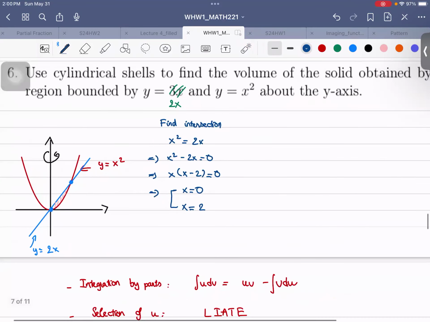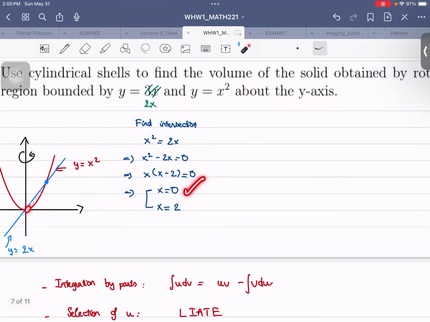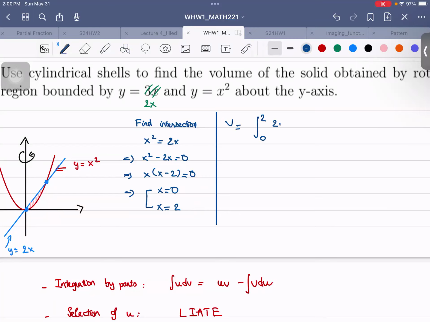Okay, so 0 is the lower bound. 2 is the upper bound. Okay, and now we can use the shell method to find the volume. So volume is the integral from the lower bound to the upper bound of 2 pi times x times the difference between the upper function and lower function. The upper function is the line, you have 2x. The lower function is x squared. So you have 2x minus x squared dx.